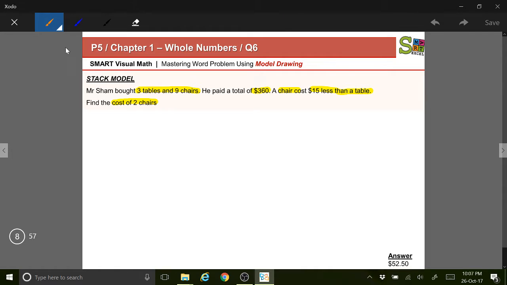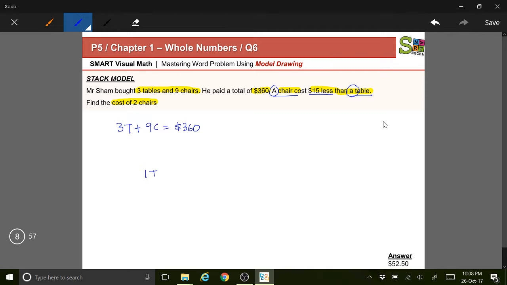Alright, so how do we do this from here? We jot the equation out. They mention 3 tables plus the 9 chairs, which sums to $360. Then they mention the chair, 1 unit, which is $15 less than a table, 1 unit. So obviously the table costs more than the chair. We're going to compare just that one particular unit first.